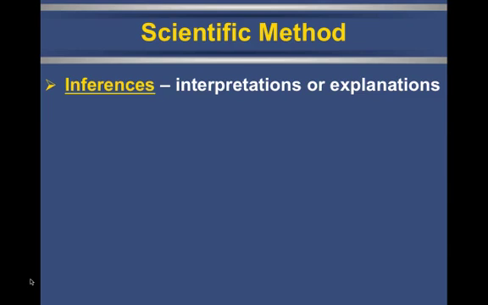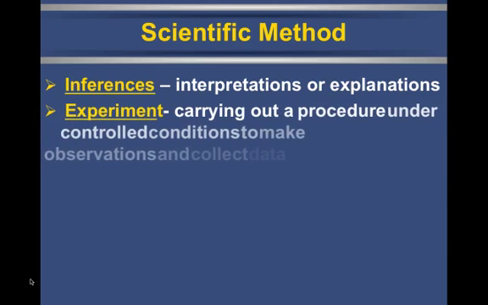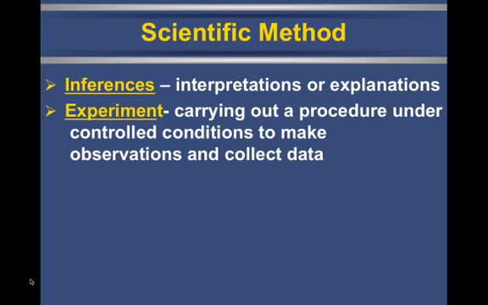Inferences. Inferences are interpretations or explanations of something. Inferences are kind of what we can make an educated guess on or interpret based on our scientific knowledge, what's really going on chemically. Experimenting. We do a lot of experimenting in chemistry. We carry out a set procedure under controlled conditions to make observations and collect good data.